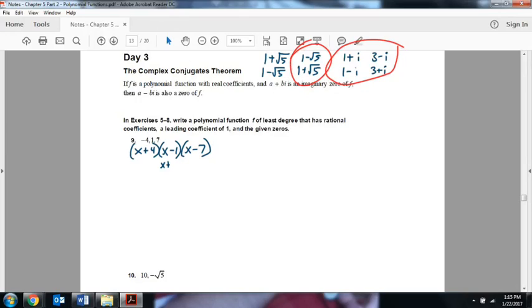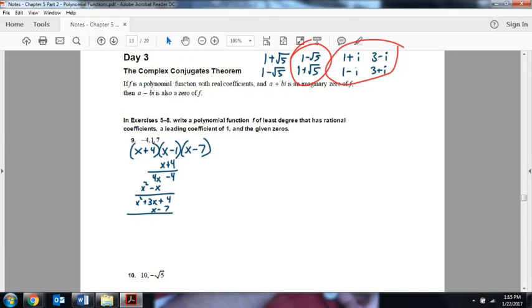So x plus 4 times x minus 1. 4 times negative 1 is negative 4. 4 times x is 4x. X times negative 1 is negative x. X times x is x squared. And then we got, that's 4, 3x, and x squared. Okay? And then I got to multiply by x minus 7.